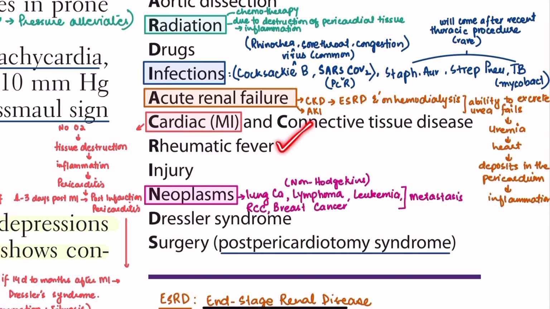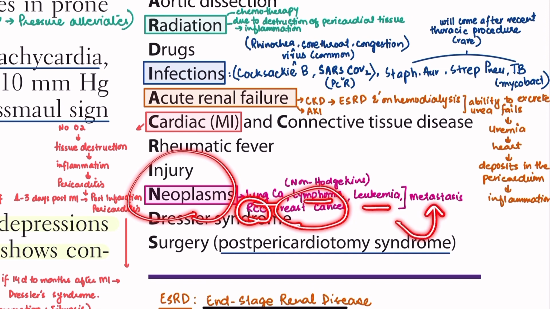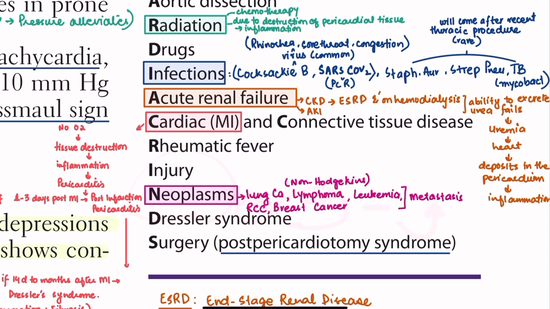Another cause can be rheumatic fever. Injury, specifically penetrating injury, can also result in pericarditis. Some neoplasms can also result in pericarditis. Some of them are lung carcinoma, non-Hodgkin lymphoma, leukemia, renal cell carcinoma, breast cancer, etc. And they can metastasize to cause pericarditis.